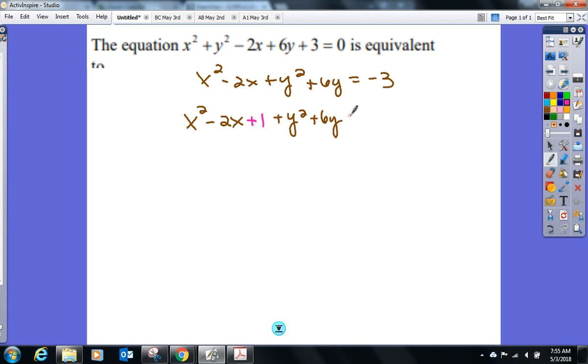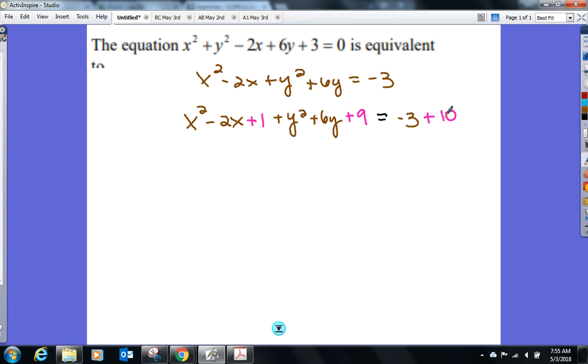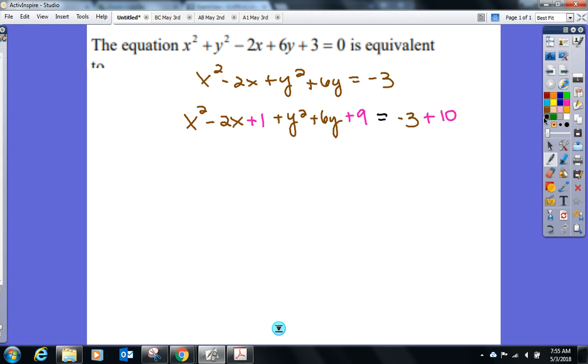Here's the one part everyone forgets tomorrow in the quiz. They leave it unbalanced. What do I have to add to the right to keep this balanced? Add 10 to the right. Everyone good so far? All right, now let's keep going. One more step to completing the square, and that's to factor each of those.